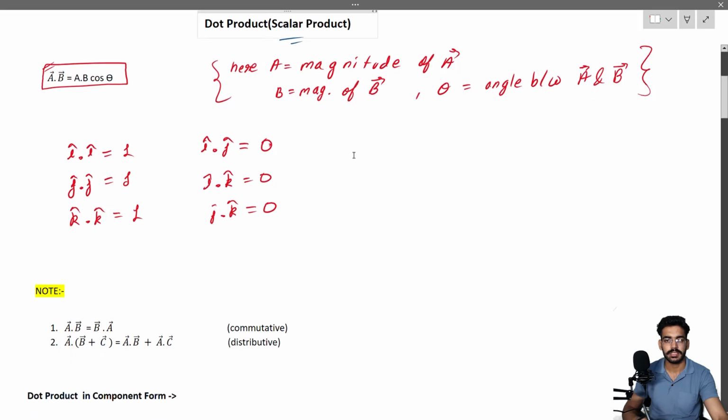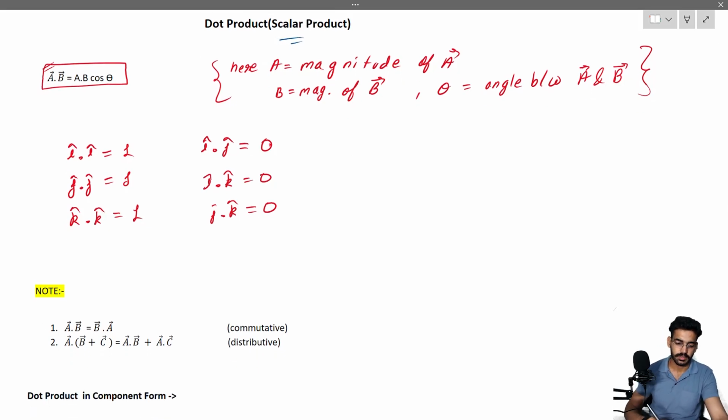Next thing we have is a note. Now see what the note is saying: a dot b is equal to b dot a. So you write ab cos theta or ba cos theta, same thing. So it possesses the commutative property. Next, a dot (b vector plus c vector) is equal to a dot b plus a dot c, meaning you can distribute, just multiply inside, that's all. So it follows the distributive property also.